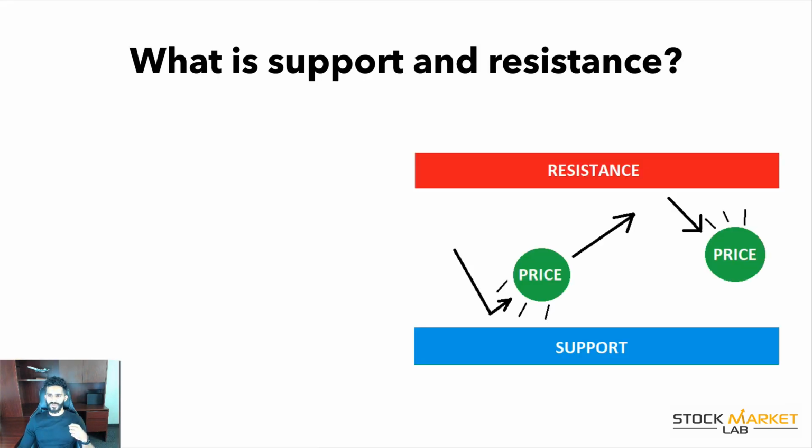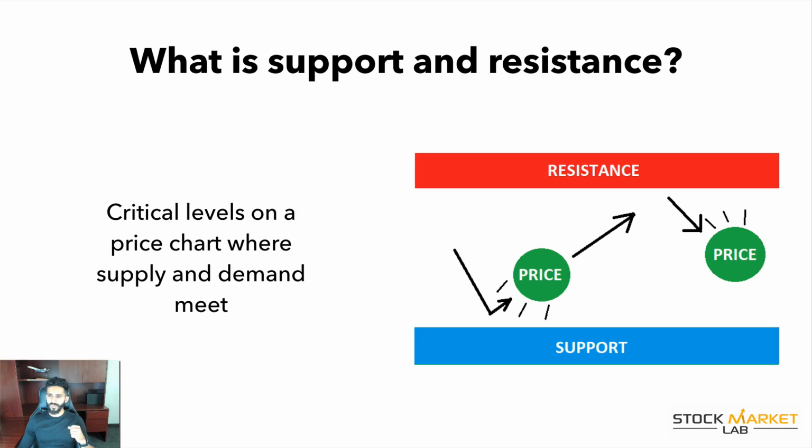So first and foremost, what is support and resistance? Support and resistance are critical levels on a price chart where supply and demand meet. In this situation, if this is support, whenever a stock price hits this level, most likely demand kicks in and brings the price up. If this is resistance, most likely the stock hits a supply zone and the stock starts coming down, right?